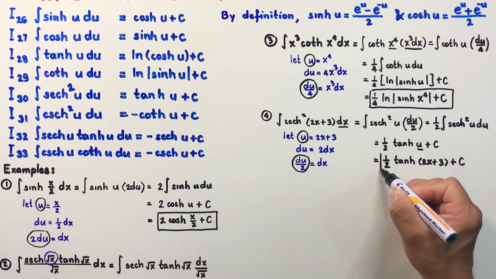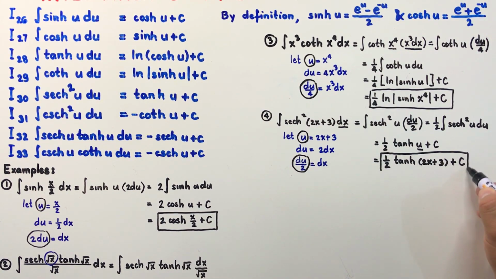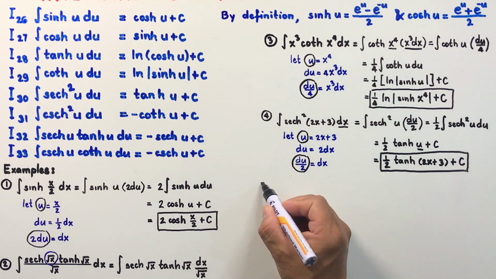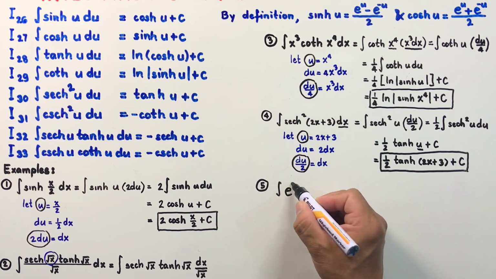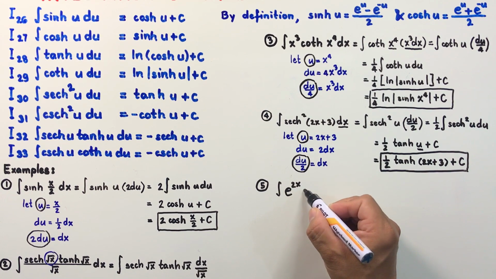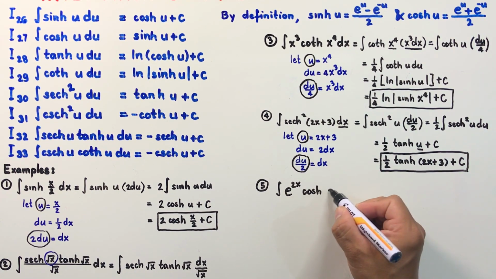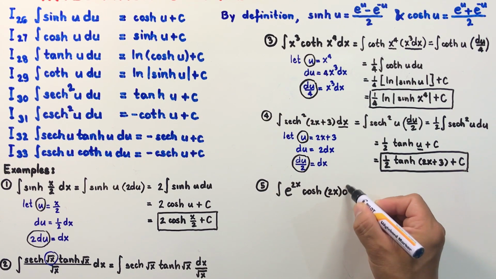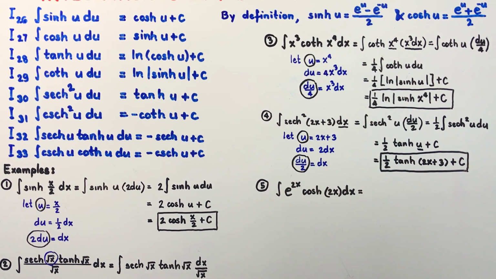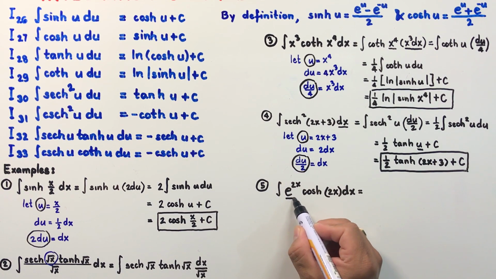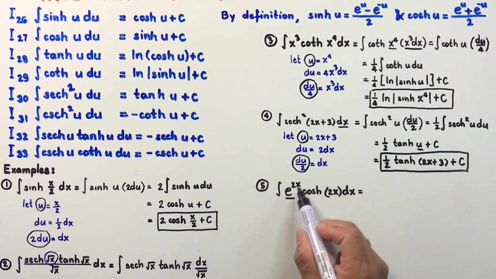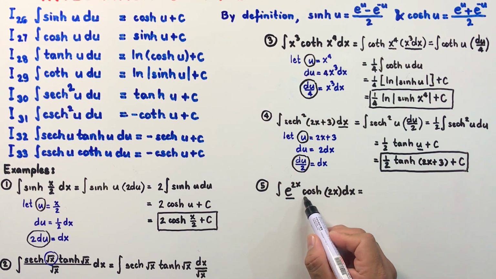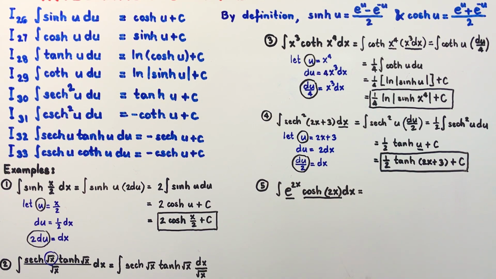So therefore, this is our answer for this example number 4 here. So moving to our last example, we have the integral of e to the power 2x times the hyperbolic cosine of 2x dx. We noticed that our integrand is composed of a product of two different functions, the exponential function and the hyperbolic function, hyperbolic cosine of 2x.